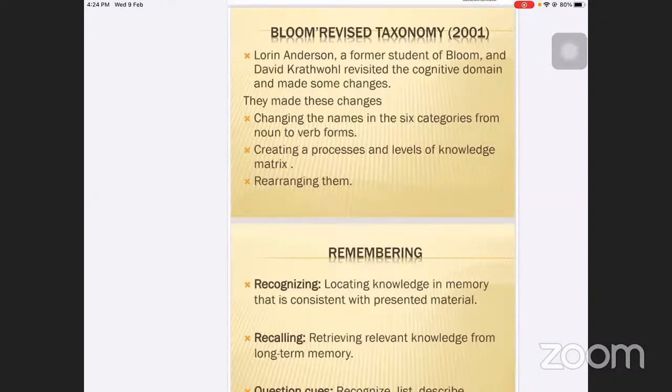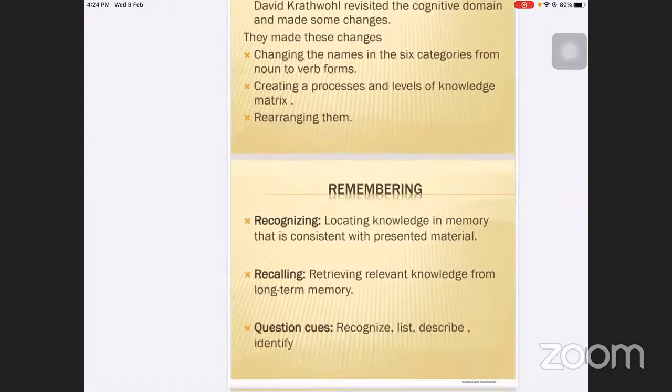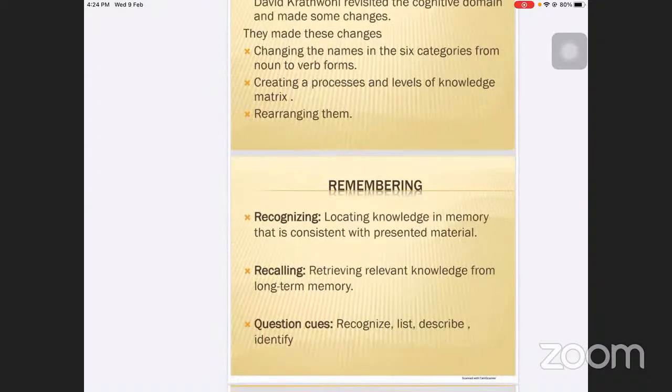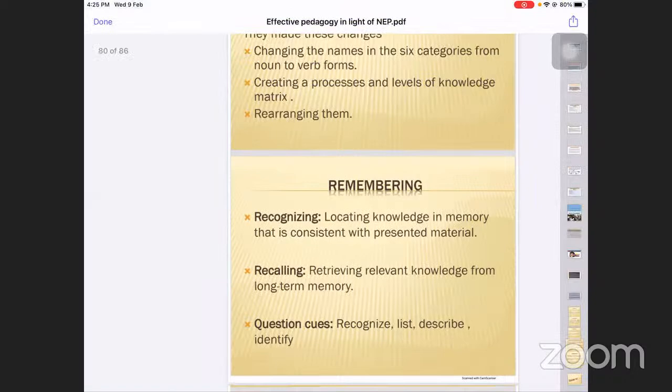replaced these words by remembering, recognizing, recalling. So remembering means rote learning. You remember it. Recognizing means that he can locate that particular knowledge whenever he sees it. Recalling means he can spell out. So this is recalling. So he says that remembering is in place of cognitive domain, and he says that recognizing, recalling is the part of remembering. One can remember when he can recognize and when he can recall it.